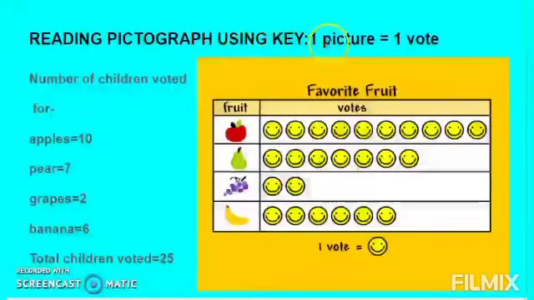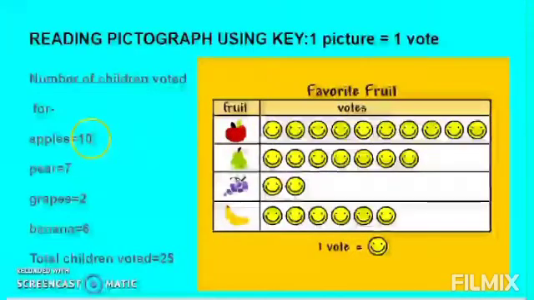Reading a pictograph where one picture is equal to one data only, one vote only. Favorite fruits of children were asked, and the options were apple, pear, grapes and bananas. So how many children voted for apple? One vote is one smiley only. So let us count the number of votes. Apples 1, 2, 3, 4, 5, 6, 7, 8, 9 and 10. So 10 children voted for apples.